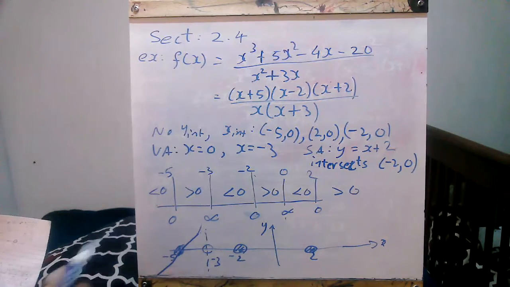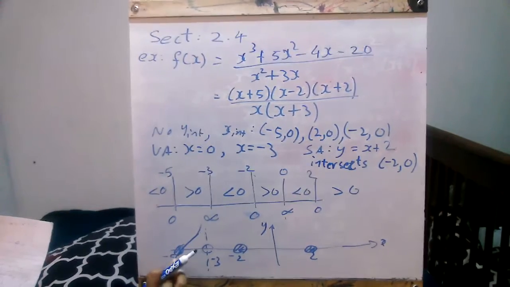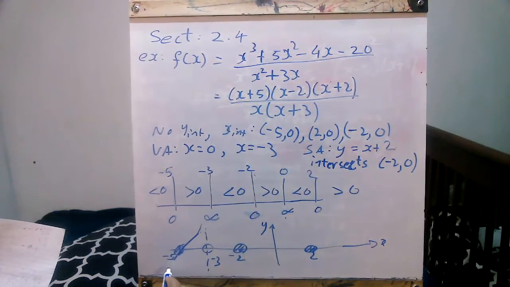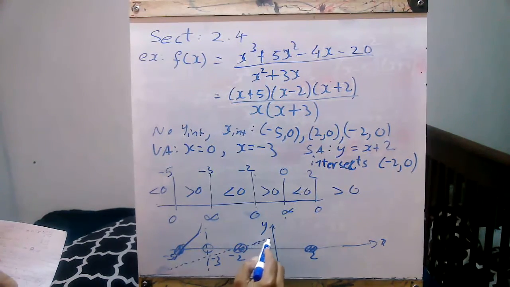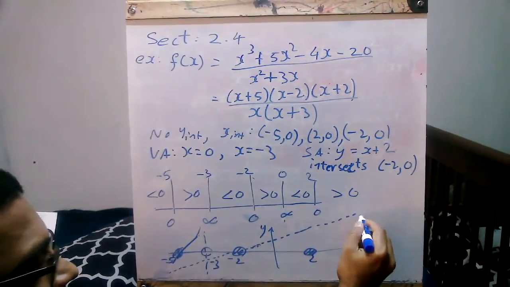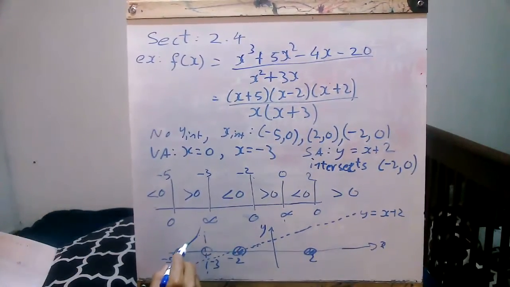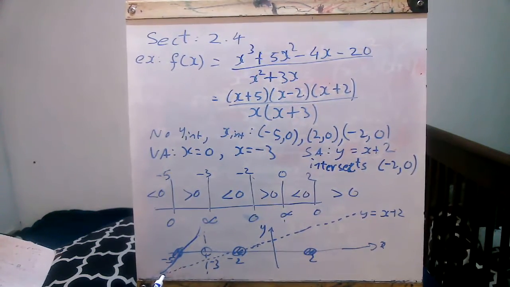When it has a slanted asymptote, let's continue up to here. It has a slanted asymptote. Let me draw the slanted asymptote like this. The equation of the slanted asymptote is y equal to x plus 2. Therefore, for big values of x, the graph is getting closer and closer to this line. It never intersects this.